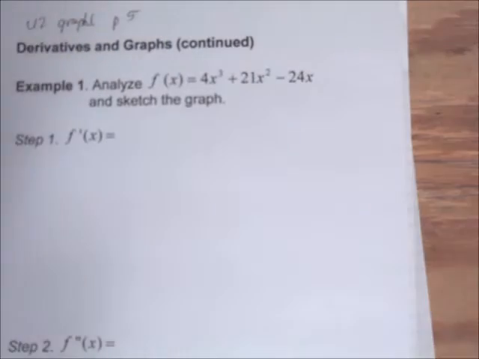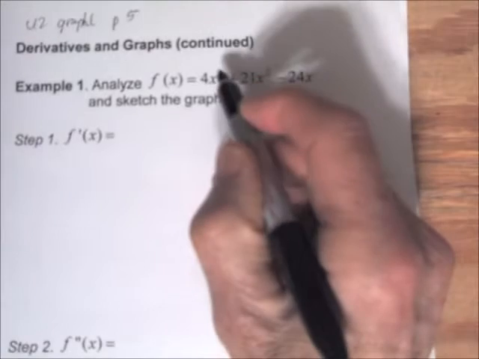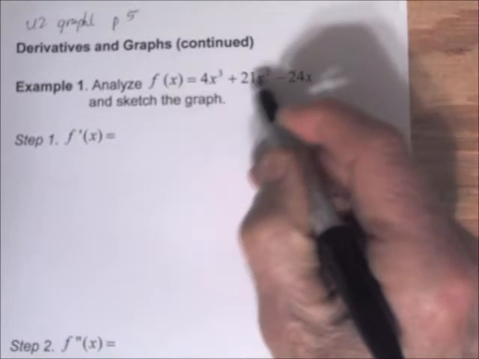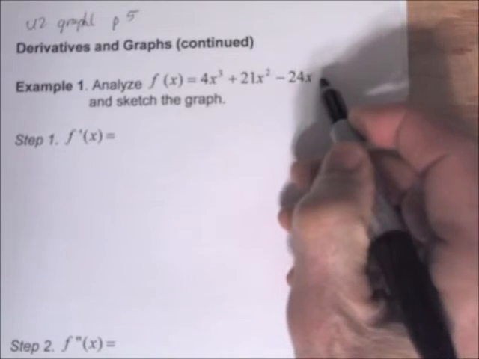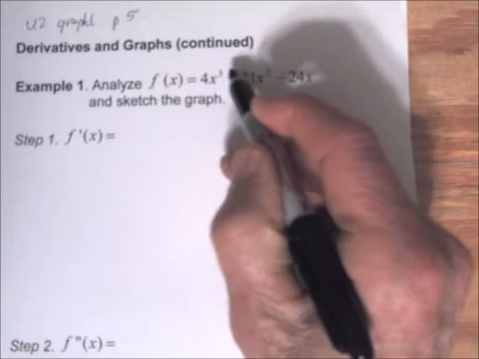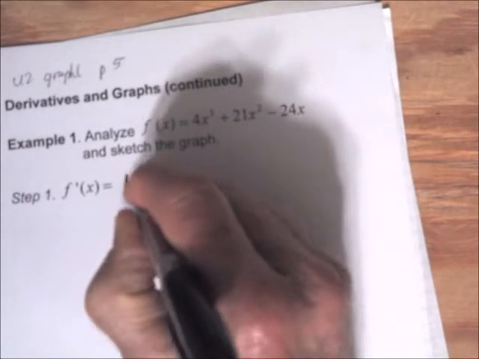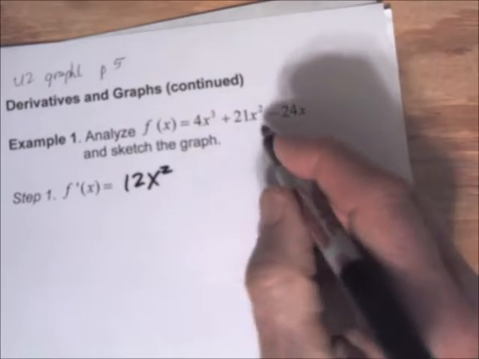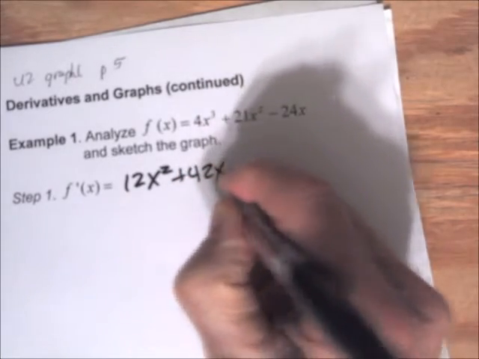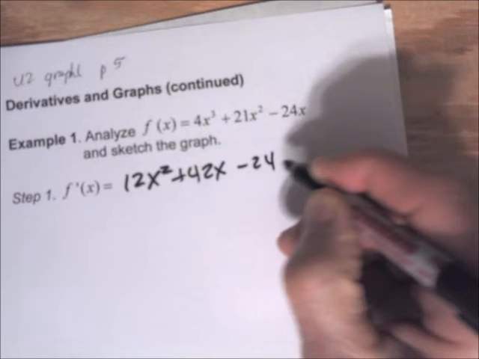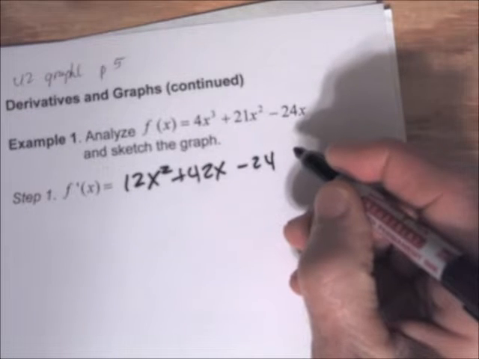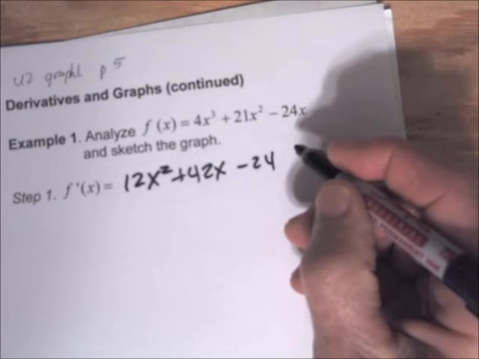Okay, so we can take the derivatives. So f prime of x, the exponent, this is 4x to the third plus 21x to the second minus 24x. The exponent comes out in front, and then you take 1 away from the exponent, so it's 4 times 3 is 12, x squared plus 42x minus 24.